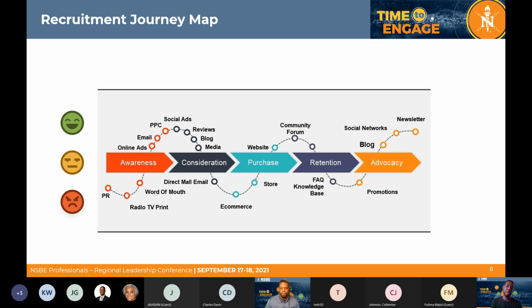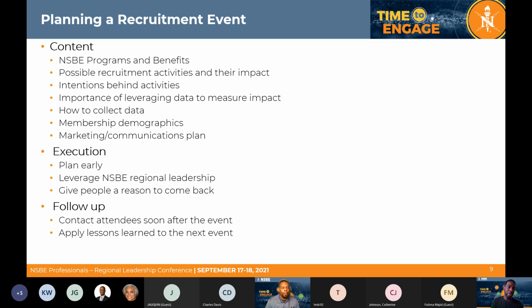And then next is the actual purchase. And then comes retention. And following retention is advocacy, where they start doing the advertising for you. They tell their friends and family what a great product or service you have. So these are the stages that you've got to keep in mind when you're figuring out how to set up your recruitment strategy.